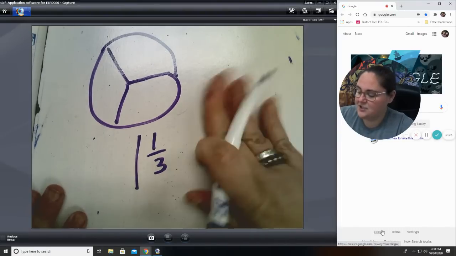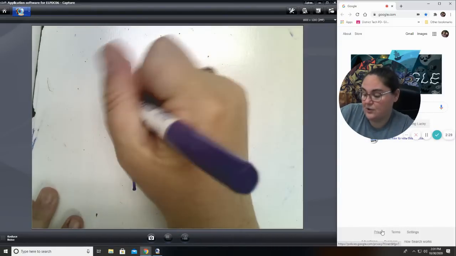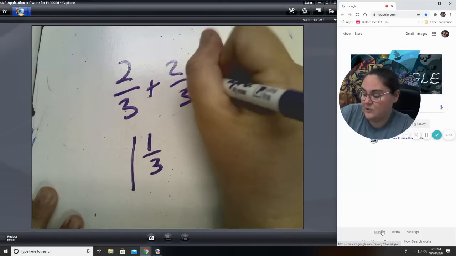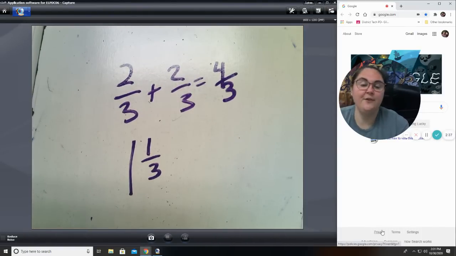Now, I could have just done the math, and I could have added 2/3 plus 2/3, and then my answer would have been 4/3. Absolutely, if you prefer the math way, fine. But I wanted to show you the picture because sometimes the pictures are going to help. I promise.